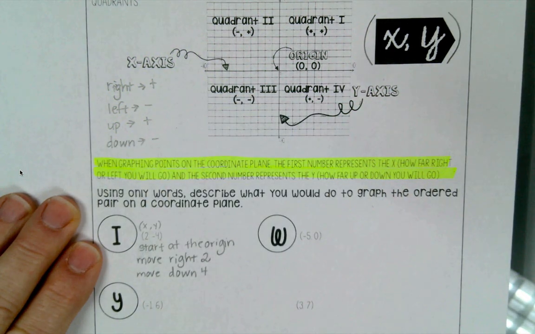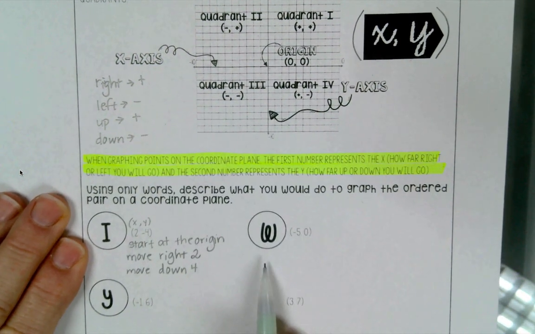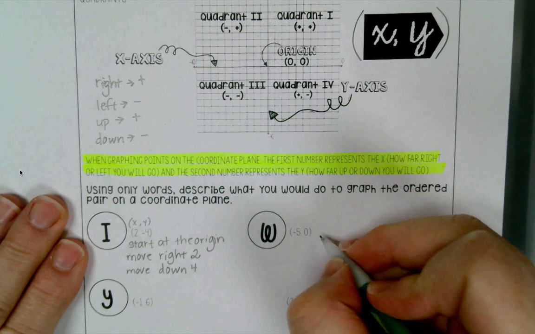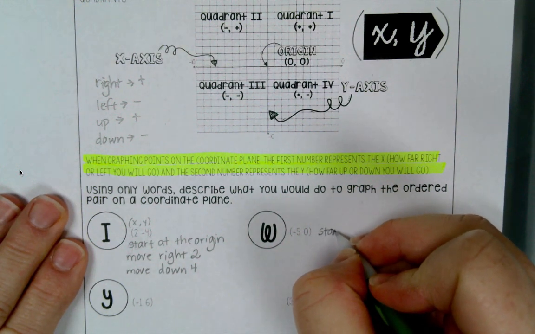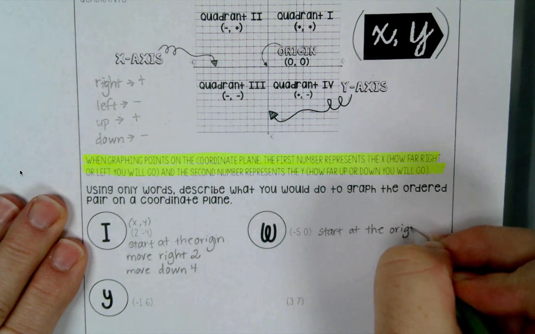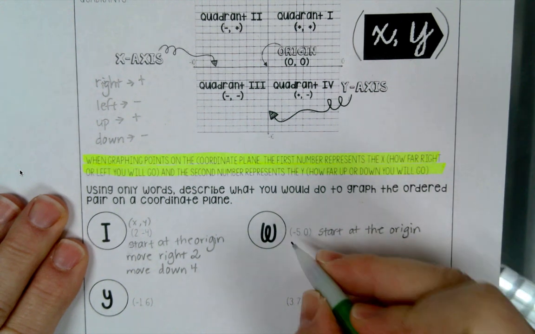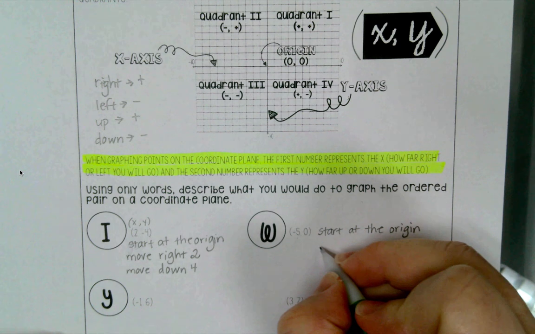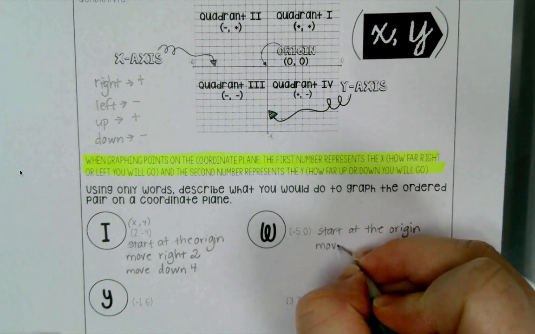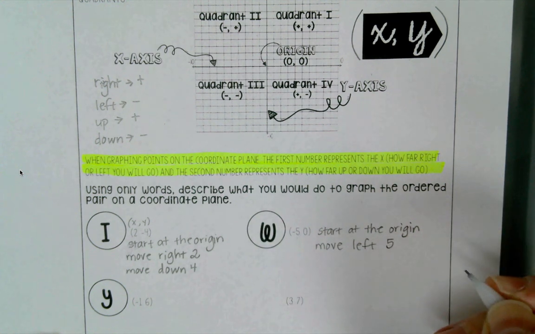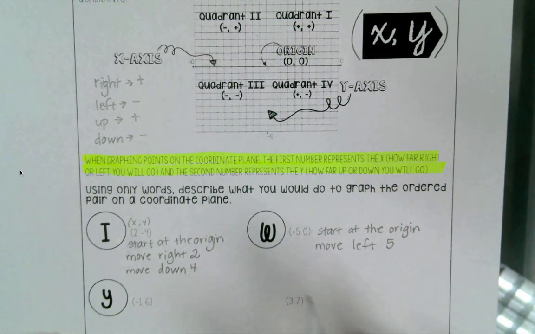Okay? And then here's our we do. Negative 5, 0. So we're going to start at the origin. And then it's negative 5, and negative is left. Move left 5. And then I have 0.